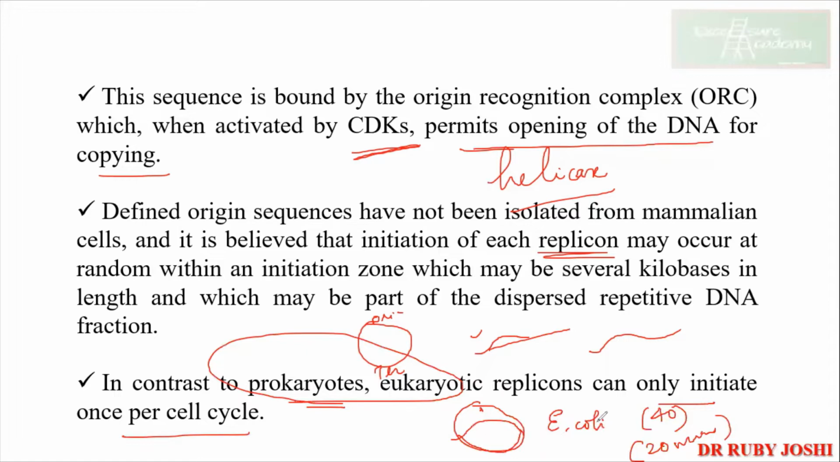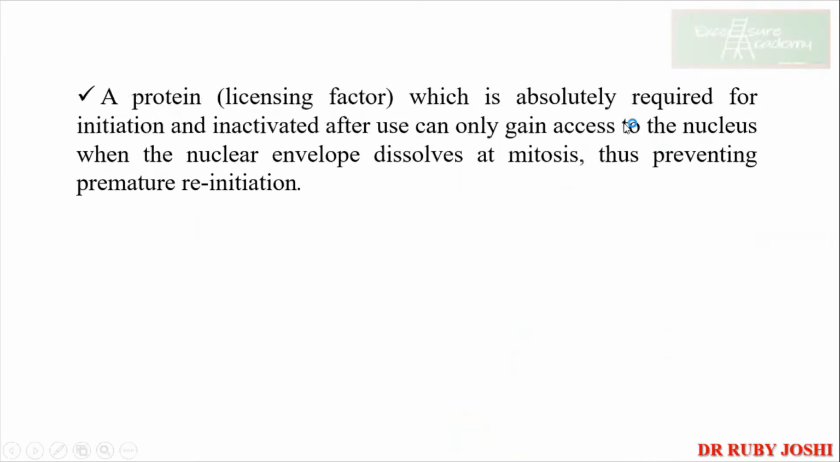So in contrast to that, we can say that eukaryotic replicons or eukaryotic DNA is going to replicate only once per cycle. ठीक है? And to ensure that, we have got around millions of proteins to ensure this thing. Okay, we'll talk about few of them. So protein, which is also known as the licensing factor, is absolutely required for initiating and inactivating after use. Only gain access to the nucleus when the nuclear envelope dissolves at mitosis, thus preventing the premature reinitiation.